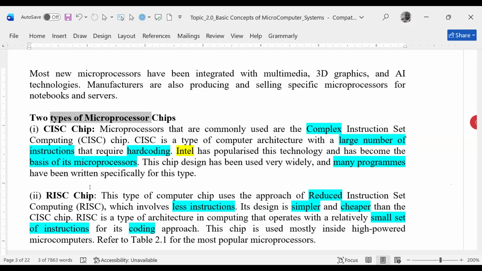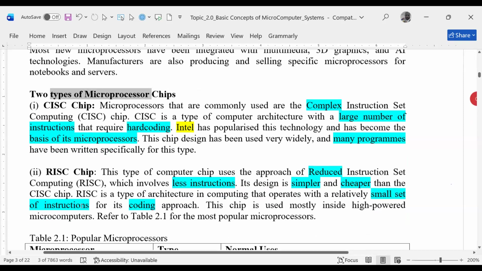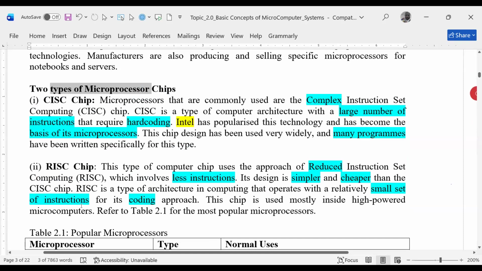Then the next is reduced instruction set computing. Also another architecture in computing, this type involves few instructions, whereas the other one needs a large number of instructions to execute something. Here, fewer instructions are needed to execute something. Its design is simpler and cheaper than CISC. And this normally involves a small set of instructions for each coding approach.